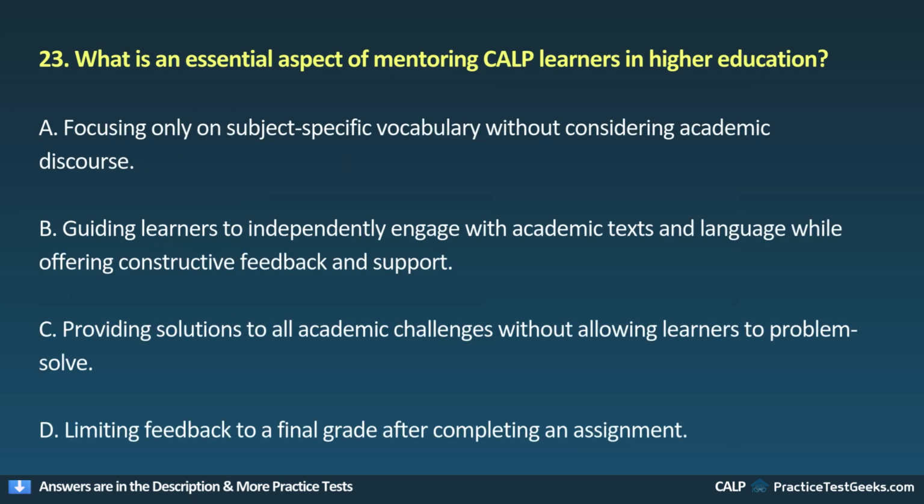23. What is an essential aspect of mentoring CALP learners in higher education? A. Focusing only on subject-specific vocabulary without considering academic discourse. B. Guiding learners to independently engage with academic texts and language while offering constructive feedback and support. C. Providing solutions to all academic challenges without allowing learners to problem solve. D. Limiting feedback to a final grade after completing an assignment.